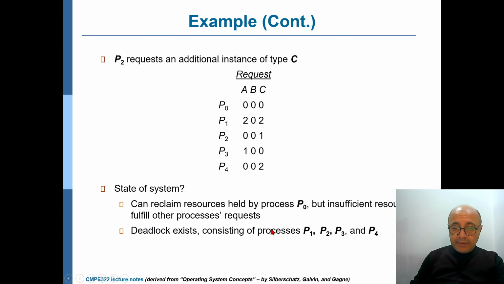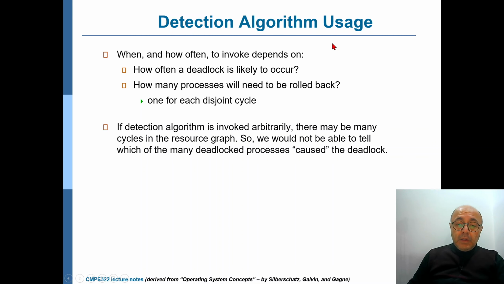This is also explained here. So the question is, when do we run the detection algorithm, and how often do we run the detection algorithm? How often we run the algorithm is related to how often a deadlock is likely to occur. Of course, we don't know when a deadlock will occur. It's not a regular occurrence. But if you have a slight idea about how often it occurs, you may delay running the deadlock detection algorithm that much.